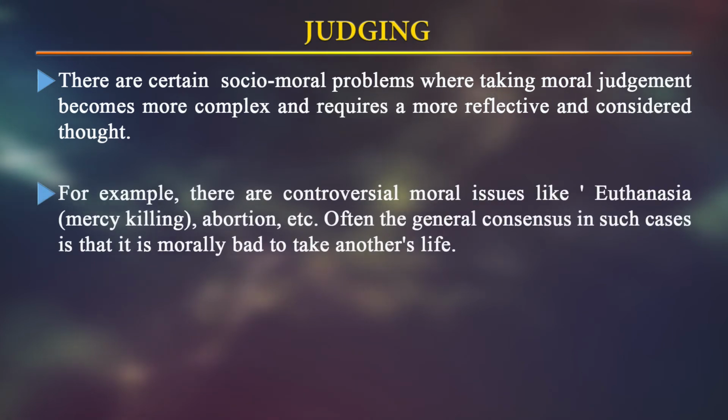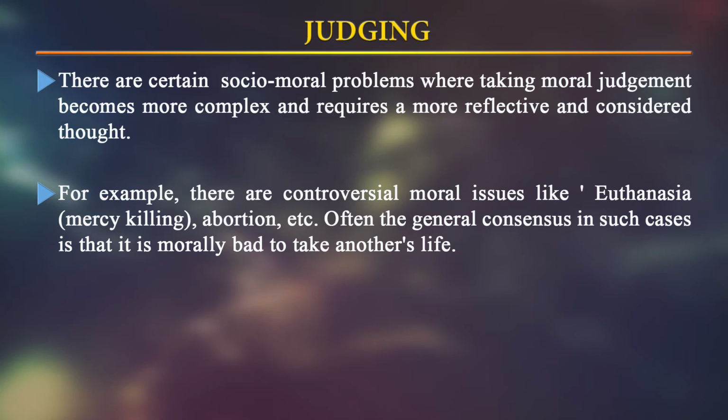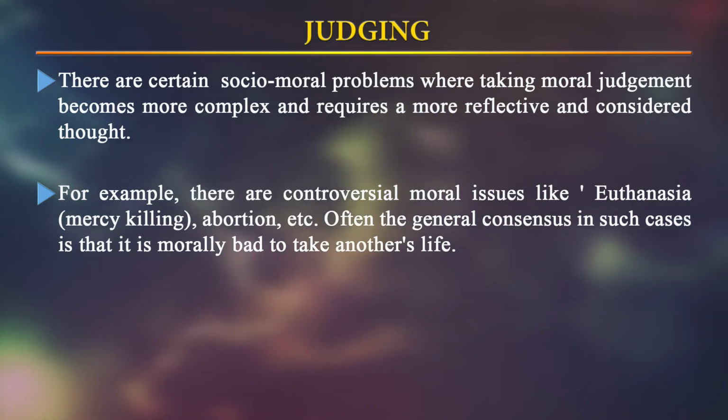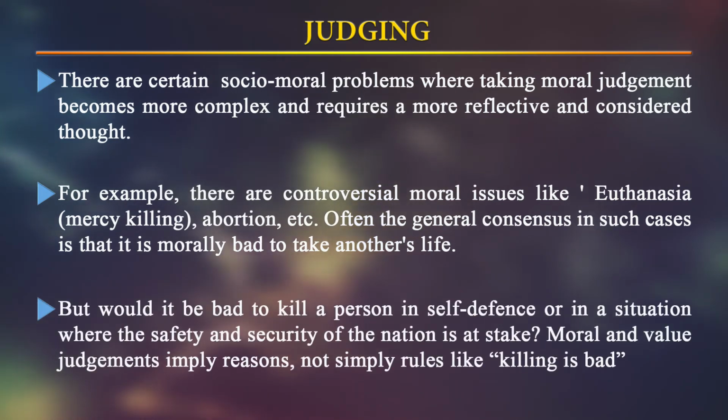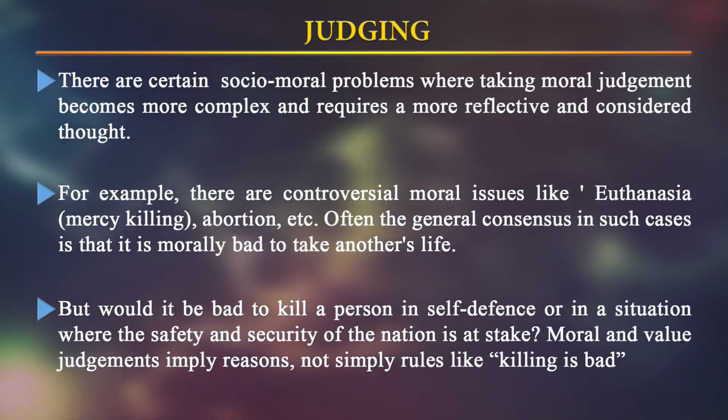For example, there are controversial moral issues like euthanasia, that is mercy killing, abortion, etc. Often the general consensus in such cases is that it is morally bad to take another's life. But would it be bad to kill a person in self-defense or in a situation where the safety and security of the nation is at stake? So moral and value judgments imply reasons, not simply rules like killing is bad.